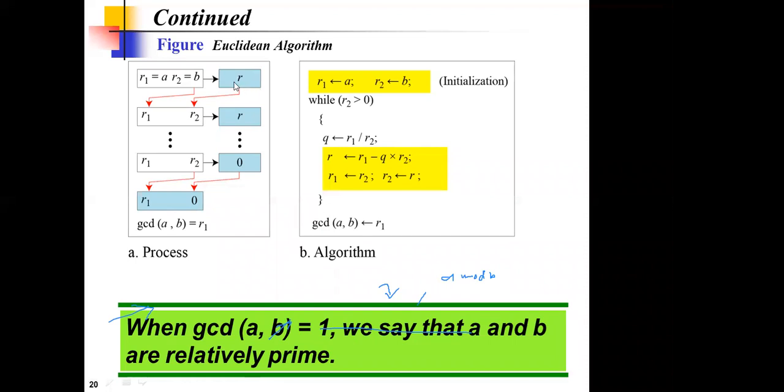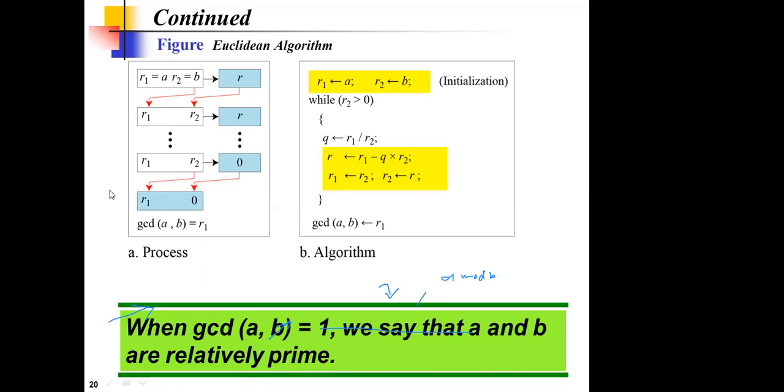First we calculate the remainder, তার মানে হচ্ছে যে I am dividing R1 by R2, and we get the remainder R. The next step, R1 becomes B, the second number, and R2 becomes the remainder. And again, if I calculate the modulus, I am getting R again. Now I am updating R1 with R2, previous R2, and R2 with the remainder.